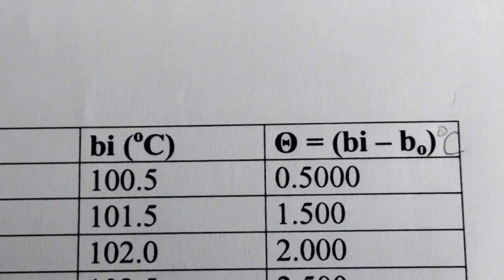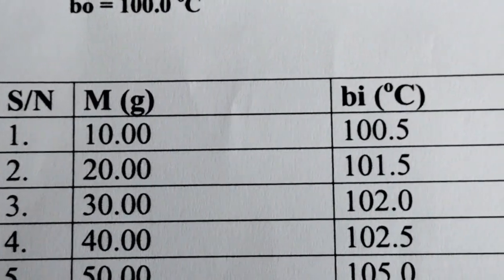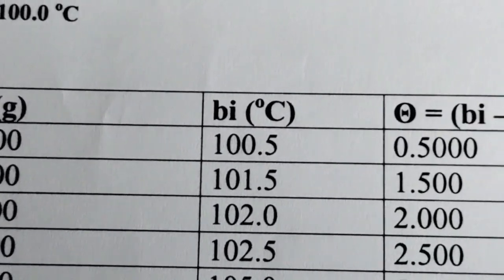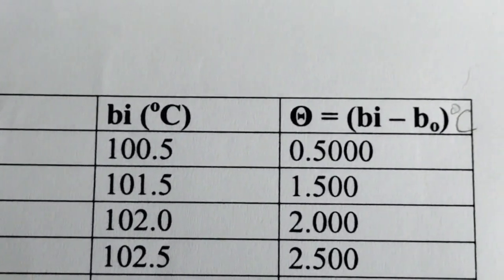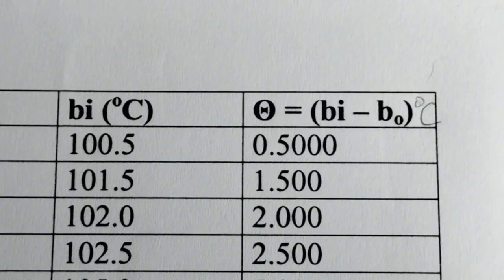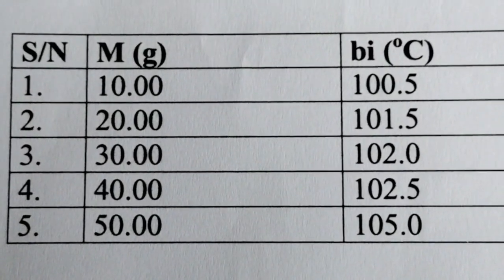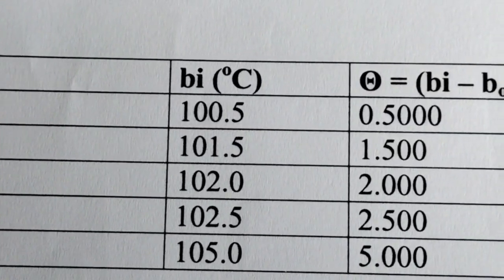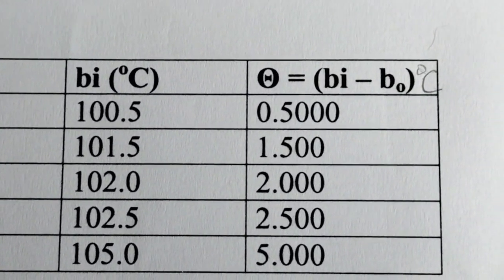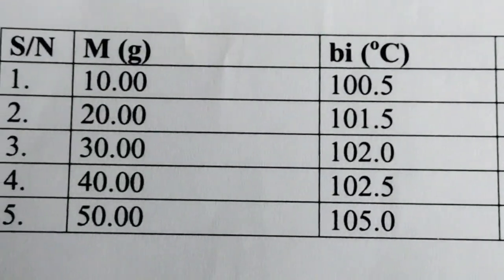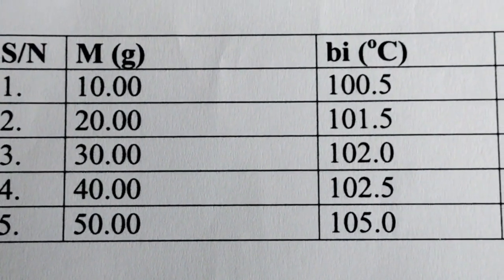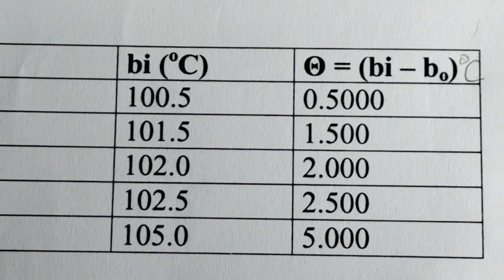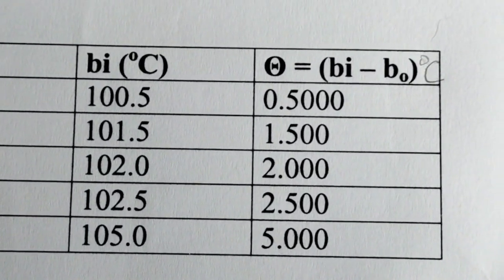So the unit here should be degree Celsius, so you include that. Then when an extra 30 grams was added, the mixture boiled at 102 degrees Celsius. The difference in temperature, which is 102 minus 100, gives us 2.0 degrees Celsius. Then, when an extra 40 grams of salt was added, the boiling point became 102.5 degrees. The difference, 102.5 minus 100, gives us 2.5 degrees Celsius. Then, when an extra 50 grams of salt was added, the mixture boiled at 105 degrees Celsius, and the difference is 105 minus 100, which is 5 degrees Celsius.